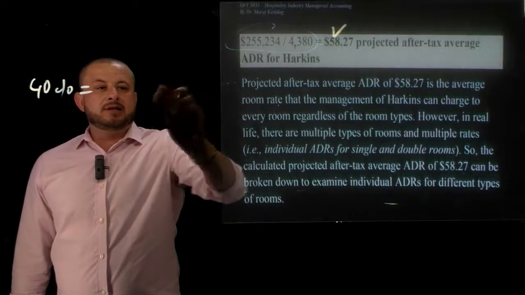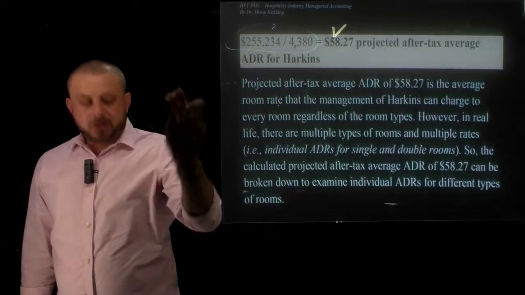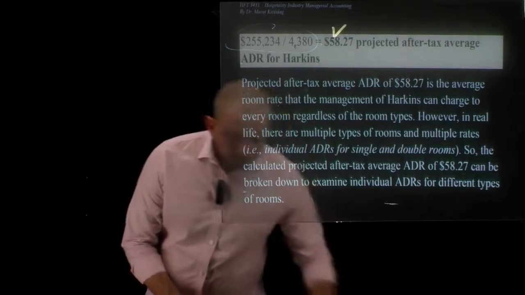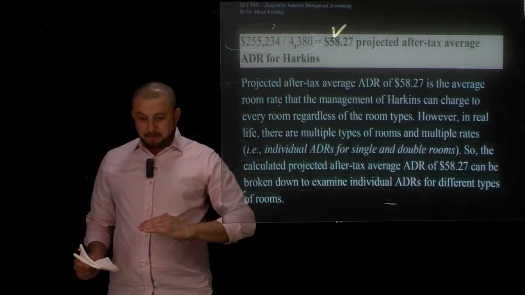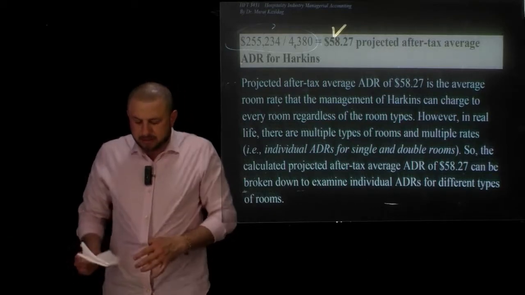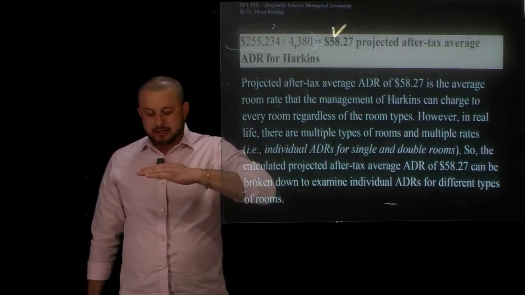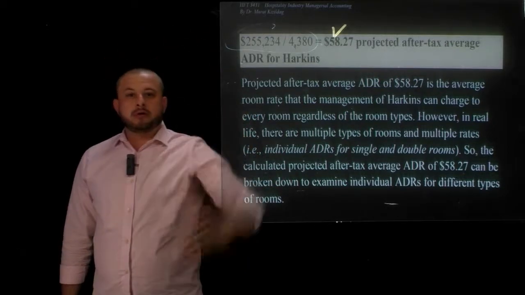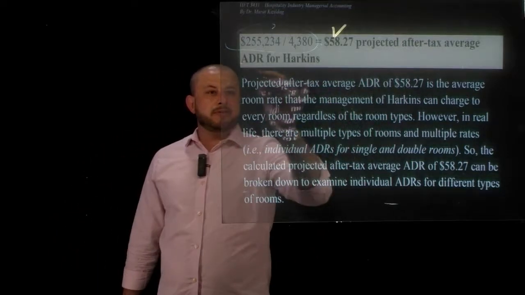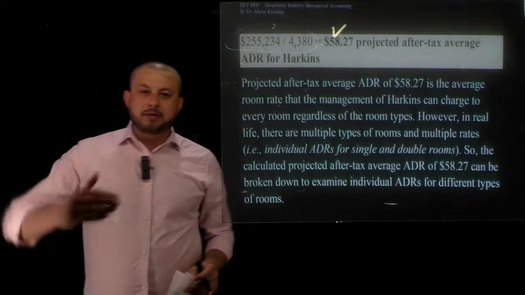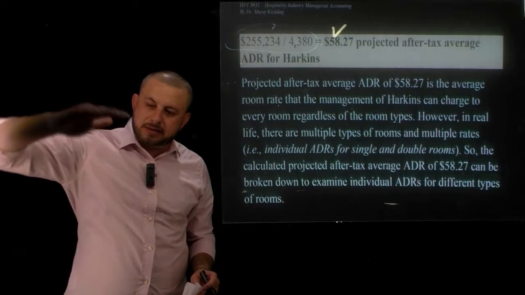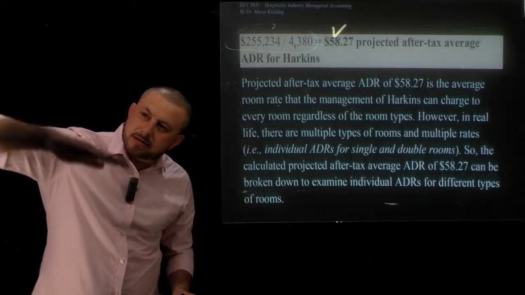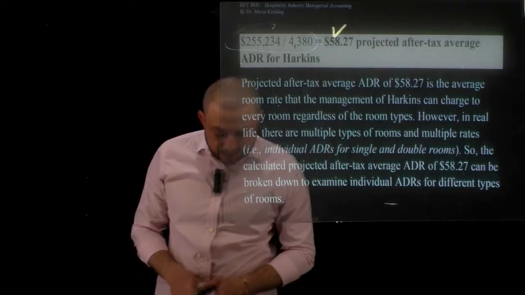So guys, after this, what we did, we just worked the income statement backwards. Okay, backwards. We started with the net income or net loss, which in this case is net income all the time. Then we take a look at the taxes. Then we incorporate expenses and revenues, combine them all. We find the projected after-tax average ADR for Harkins. As you know, income statement is revenues minus expenses. Take the tax out. Either you have net income or net loss, right? So we just worked this sequence backwards to find $58.27.